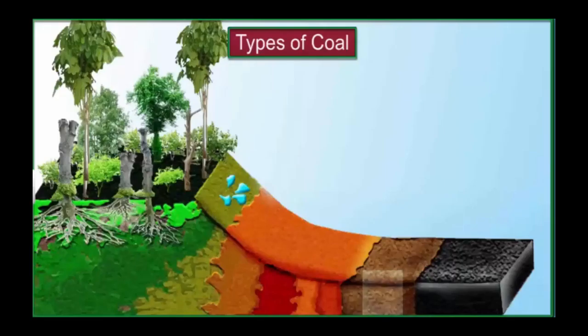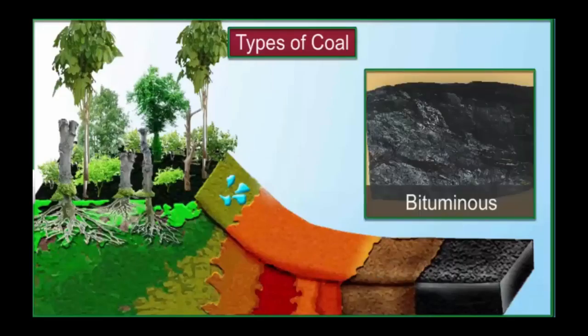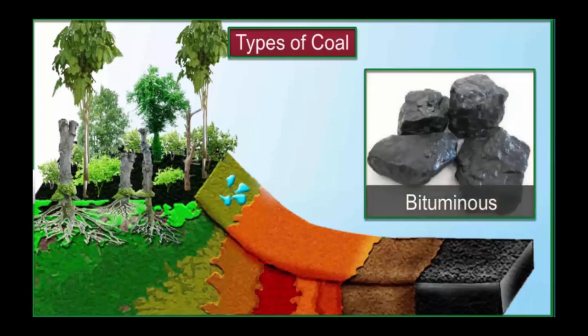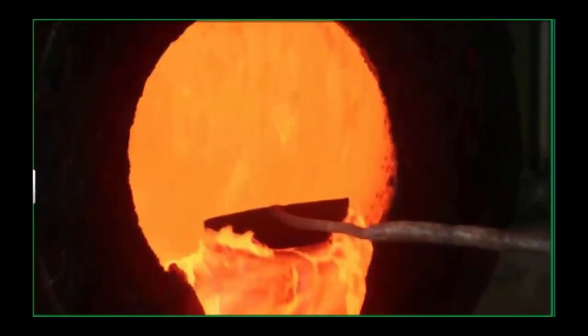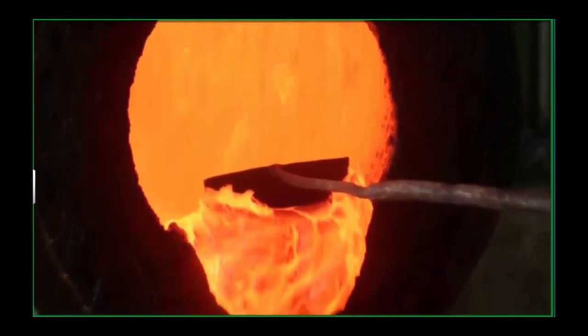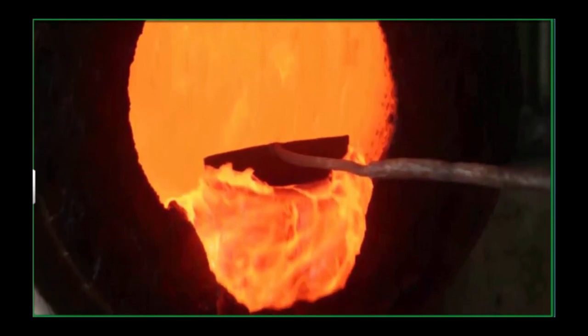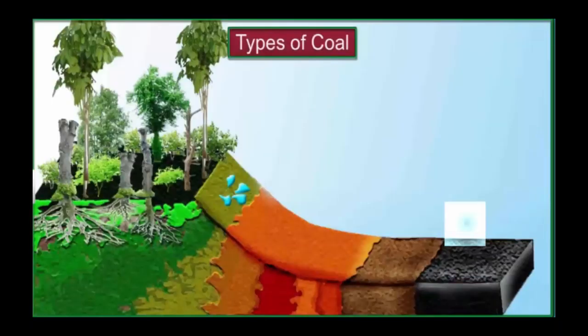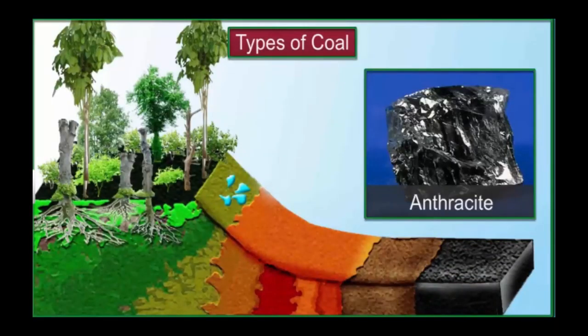Bituminous coal is formed from plant material buried deep in the earth and subjected to very high temperature. Bituminous coal is the most important commercial variety of coal. High-quality bituminous coal is used in metallurgical applications like smelting of iron. The best and the most expensive variety of coal is called anthracite.